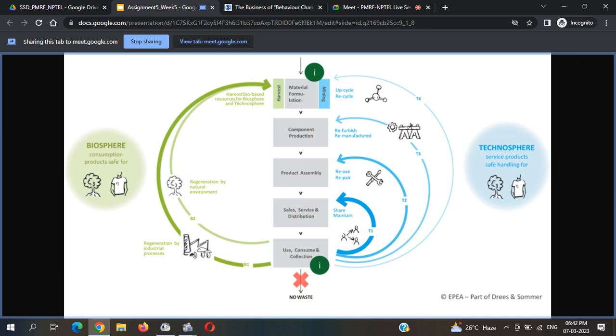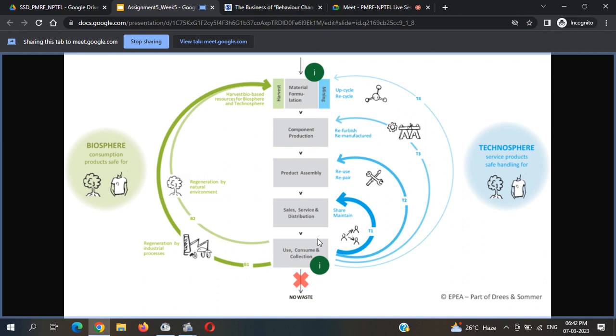Coming back, okay. So this you saw, this again follows the life cycle assessment system. So material formulation, or getting the raw material, then component production, product assembly, sales, and consumption and collection. So you can see in terms of the technical cycle, the product can go back. So after the end of consumption, it can go back to sales and service.